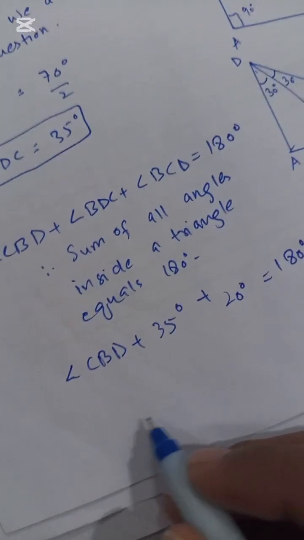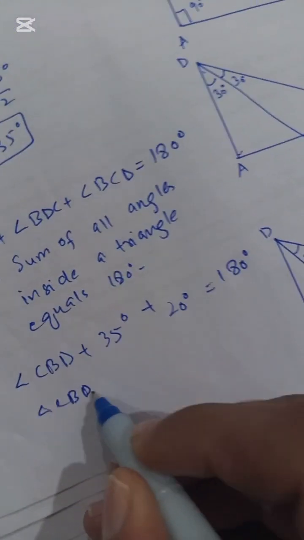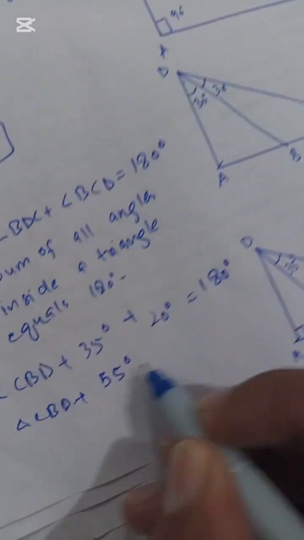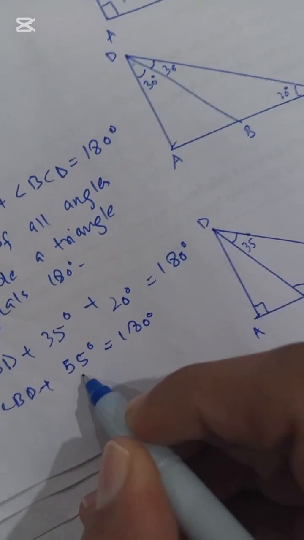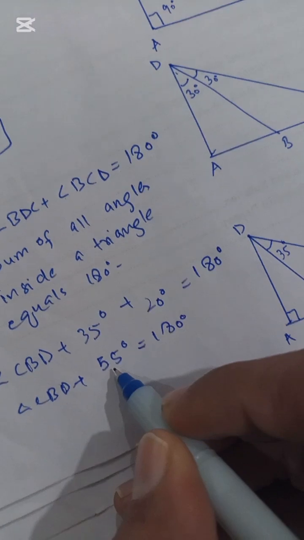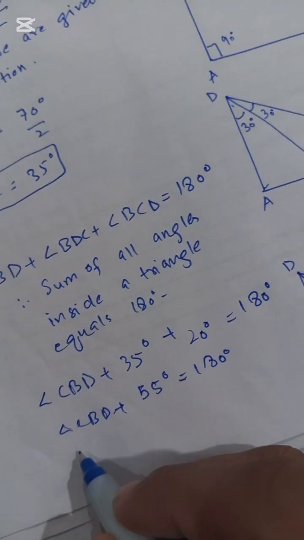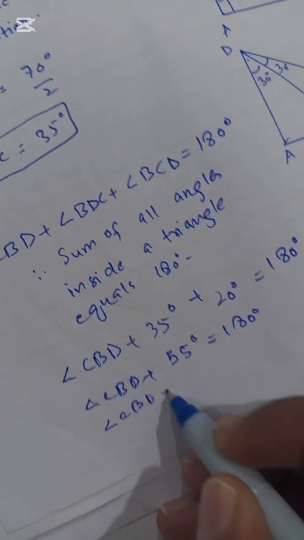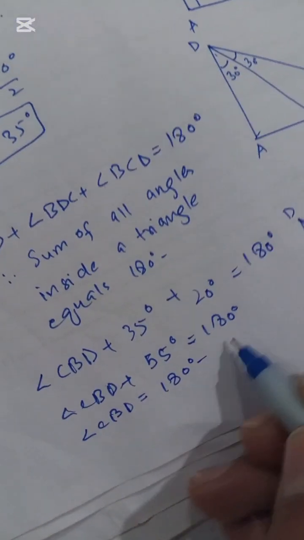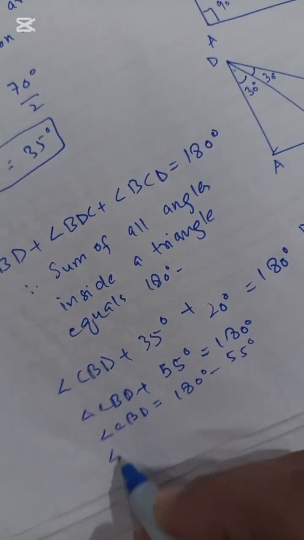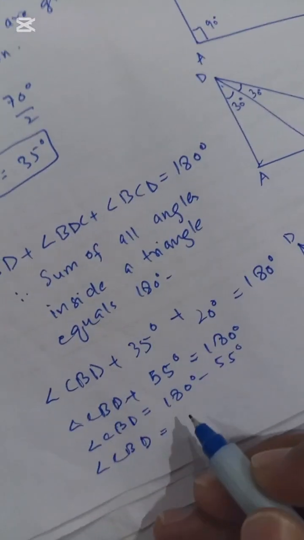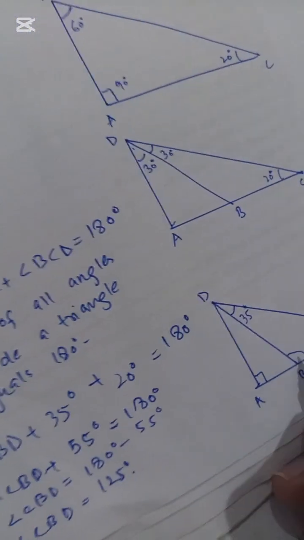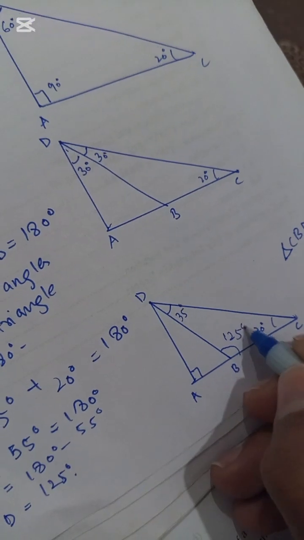So now moving on, angle CBD plus 35 plus 20, that's 55, equals 180 degrees. Now here 55 is positive, so if we take this 55 to the other side of the equation, it becomes negative. So angle CBD equals 180 degrees minus 55 degrees. If you subtract 55 degrees from 180 degrees, it equals 125 degrees. So now we know the value of this angle, it's 125 degrees.